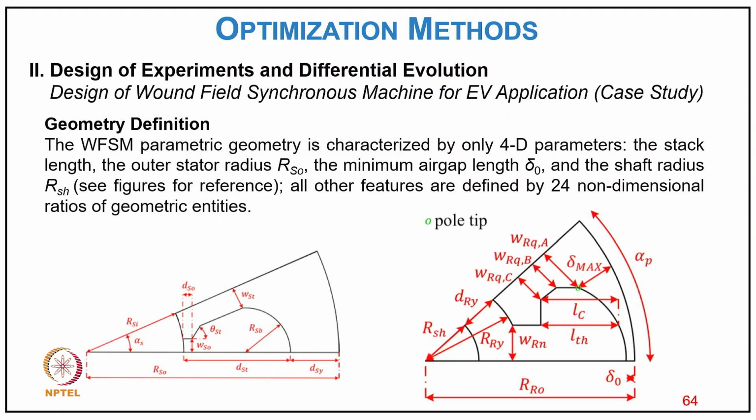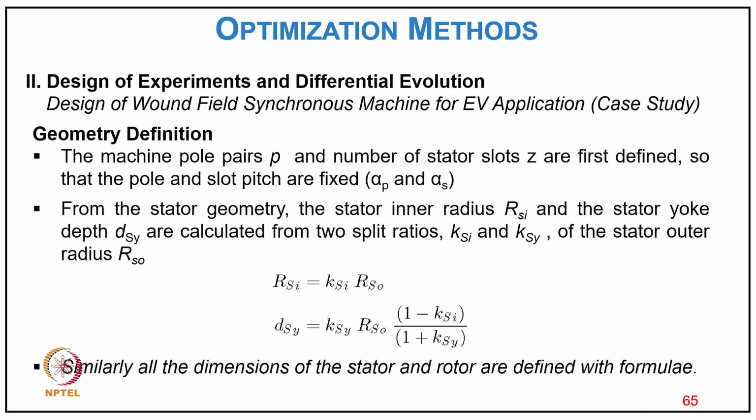Now coming to the design of this machine, the geometric definition. This wound field synchronous motor geometry is characterized by only 4 dimensional parameters: the stack length, outer stator radius, the minimum air gap, and the shaft radius, and all other features are defined by 24 non-dimensional ratios of geometry, as you can see here. Typically, the shape of this geometry is of pole tip.